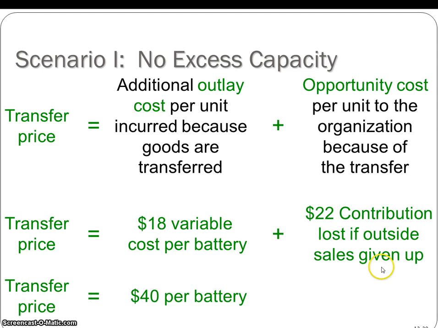And the opportunity cost is basically the contribution margin that they give up if they're selling to an internal customer versus an external customer. So you'll notice in this example, the transfer price is going to be set at $40 per battery, which is the market price that they're selling at. Generally speaking, if there's no excess capacity, if the division is selling as many as they can make, your transfer price is going to approximate the market price that the division would sell to an external customer.